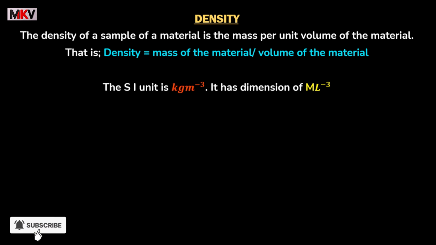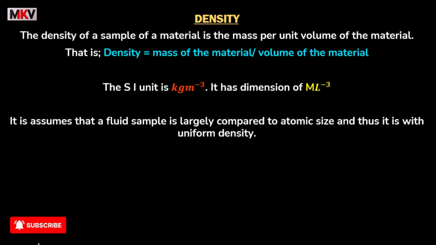The SI unit of density is kilogram per meter cubed, and its dimension is M L^-3. It is assumed that a fluid sample is large compared to atomic size, and thus it has uniform density. So the fluid has a density which is uniform throughout.